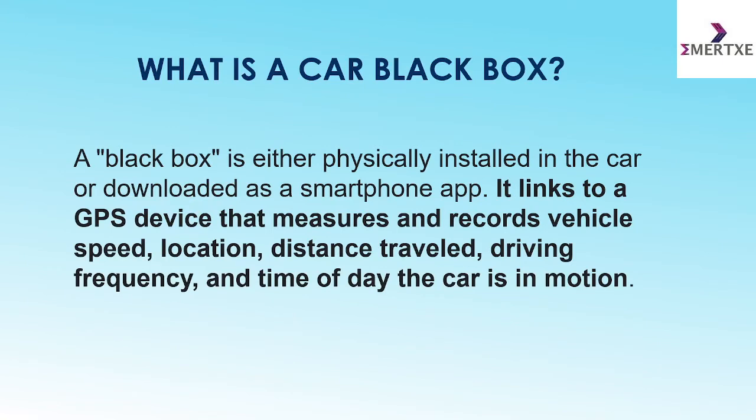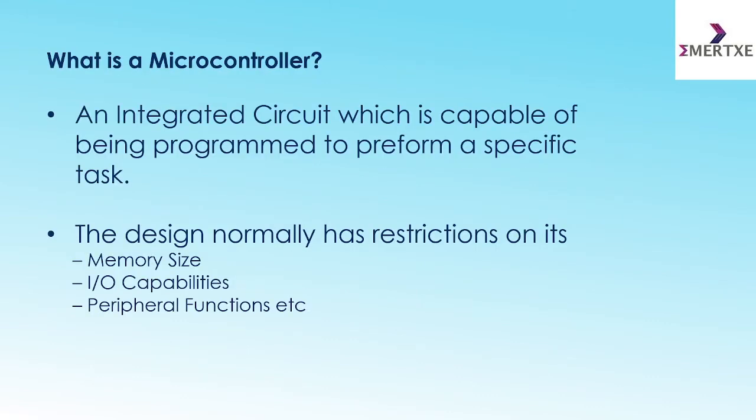Now what is a car black box? A car black box is either physically installed in a car or downloaded as a smartphone app. It links to a GPS device that measures and records vehicle speed, location, distance traveled, driving frequency, and time of a day the car is in motion.